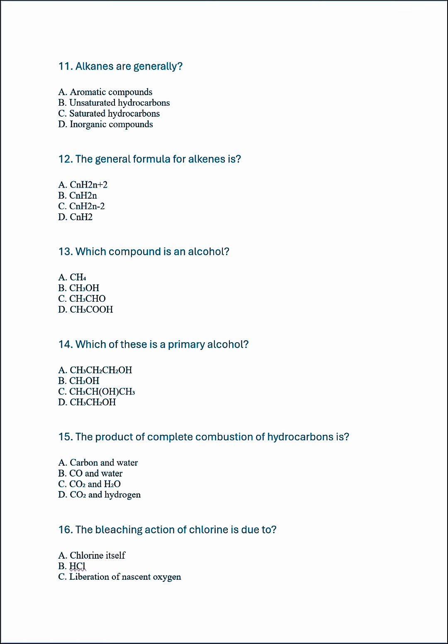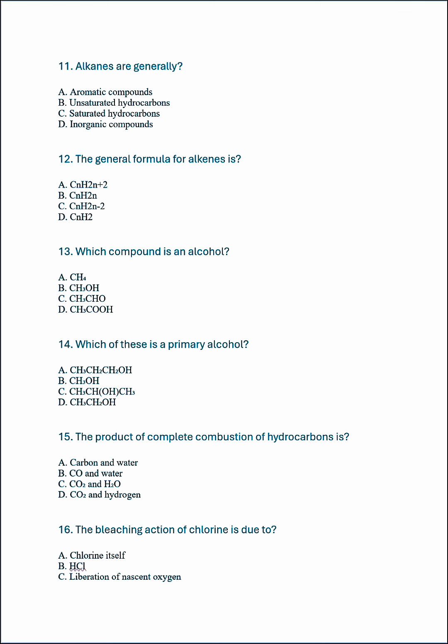Saturated hydrocarbons. 12. The general formula for alkene is, the correct answer there is B, CnH2n. Number 13. Which compound is an alcohol? So the correct answer there is B. Number 14. Which of these is a primary alcohol? If you look at the options very well, the correct answer is D.